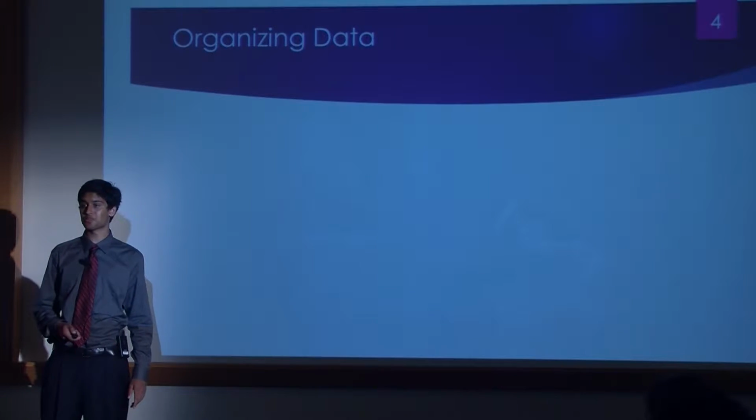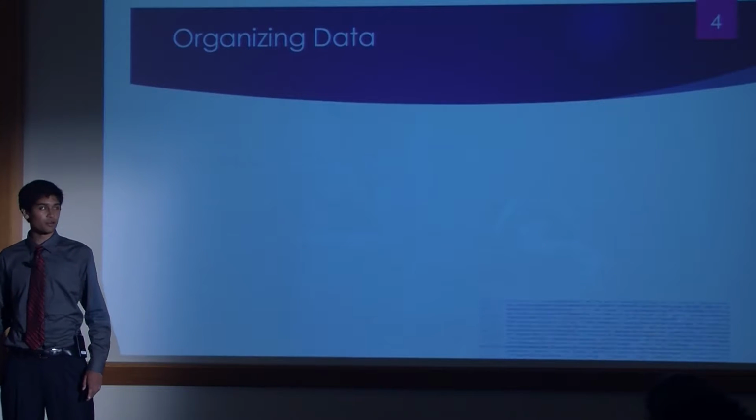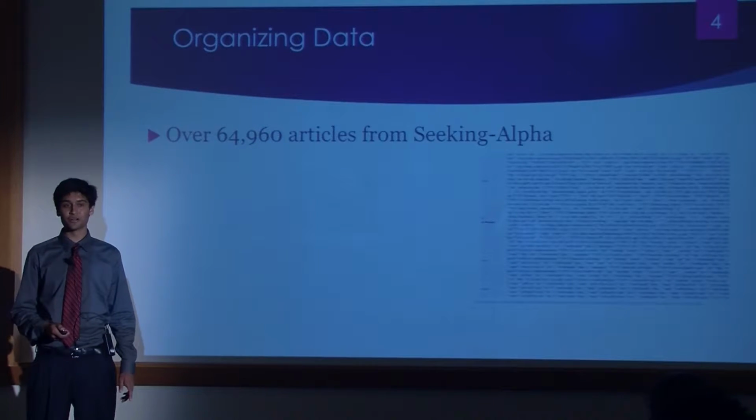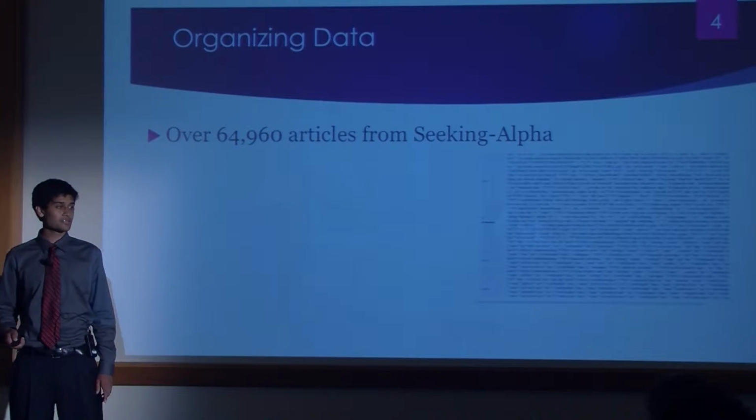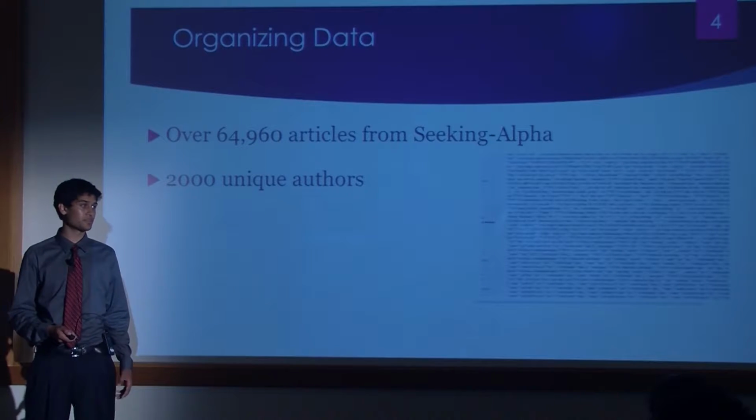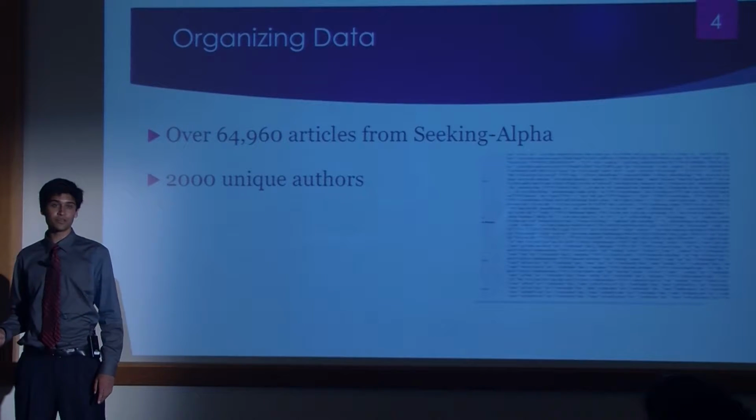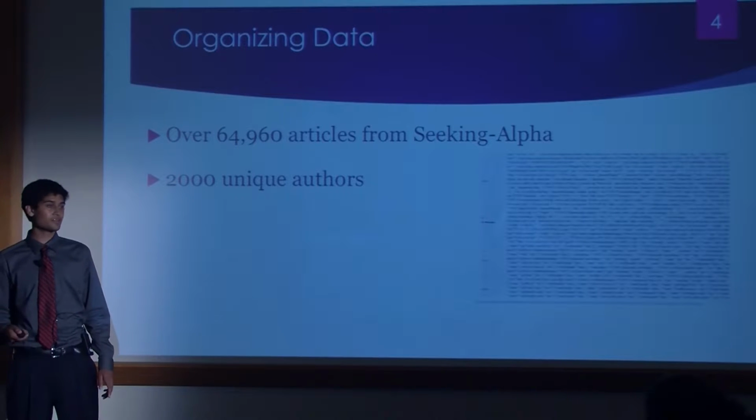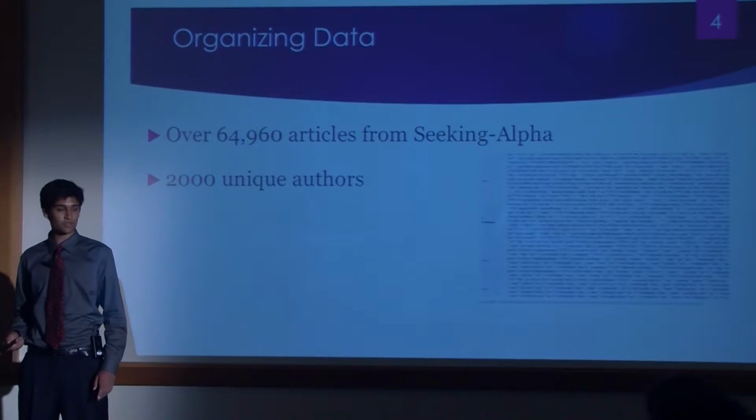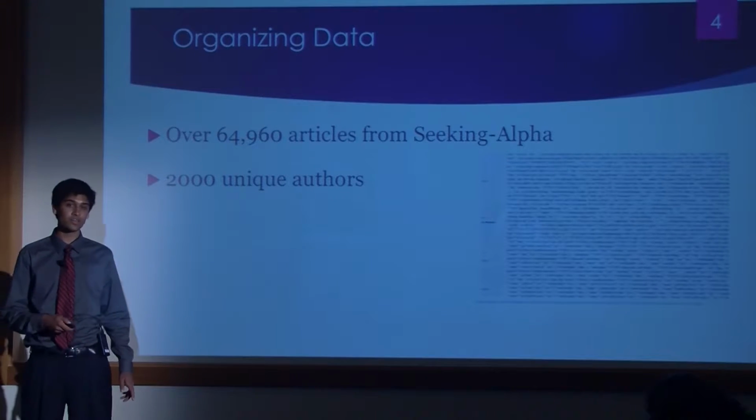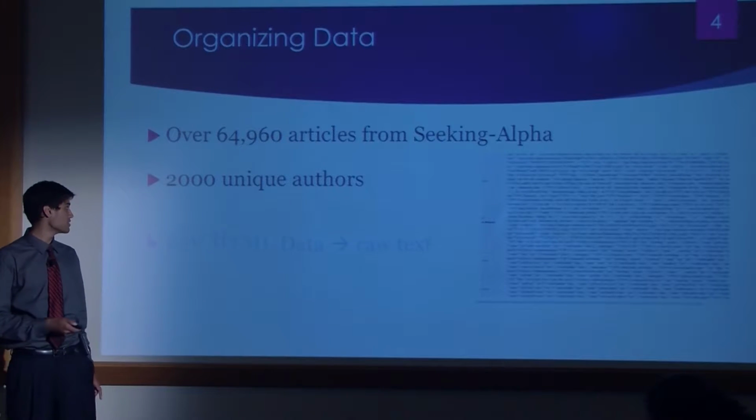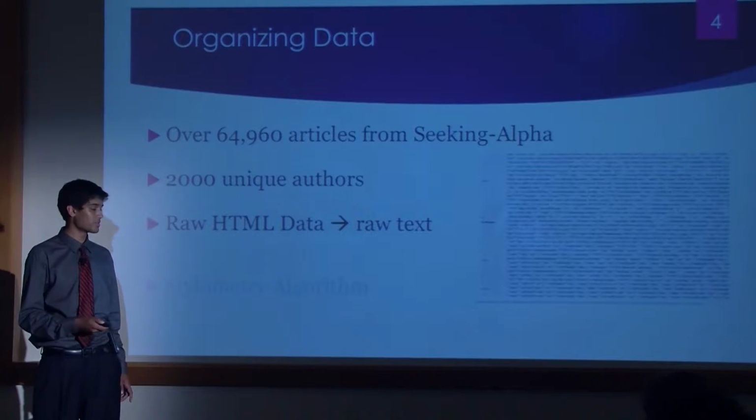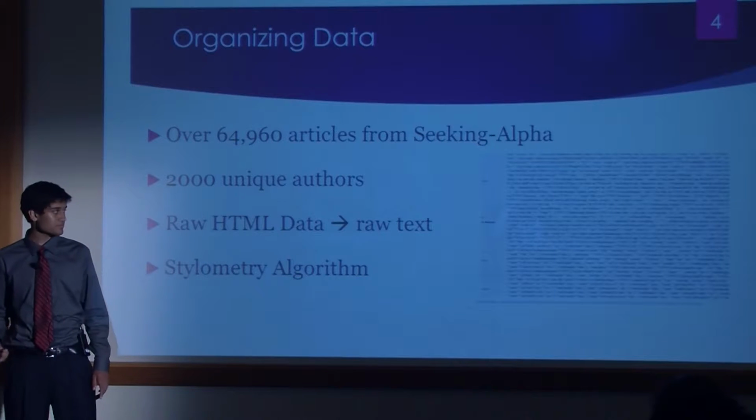The first step in the process was organizing the data. We crawled over 64,000 articles in 2014, and this consisted of over 2,000 unique authors. But all this data was collected in raw HTML format. So in order to analyze linguistic and syntactic features, we needed to convert this data into textual format. And once this was done using a library, we were able to apply the stylometry algorithm to it.